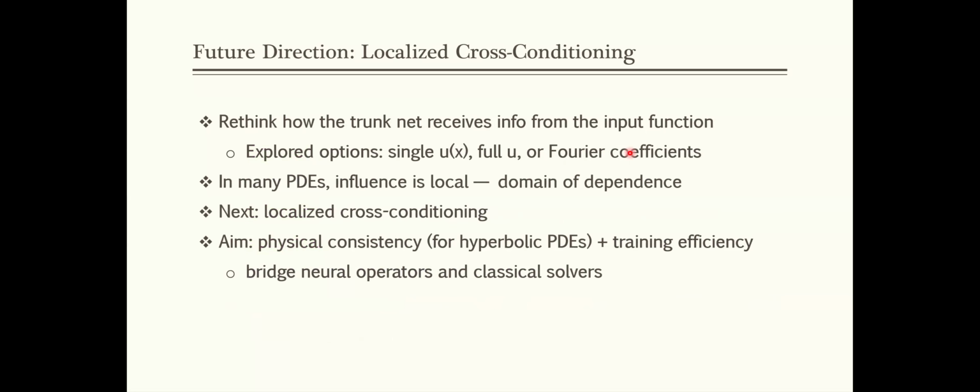Looking ahead, we want to rethink how the trunk net interacts with the input function. We have tried global inputs and pointwise inputs, but there is a middle ground. In physics, influence is often local. We can think of the domain of dependence in hyperbolic PDEs. So a natural next step is to localize cross-conditioning, where the trunk only sees a small neighborhood around the query point. This would give us the best of both worlds, the efficiency of DeepONet and the physical consistency of classical numerical solvers.